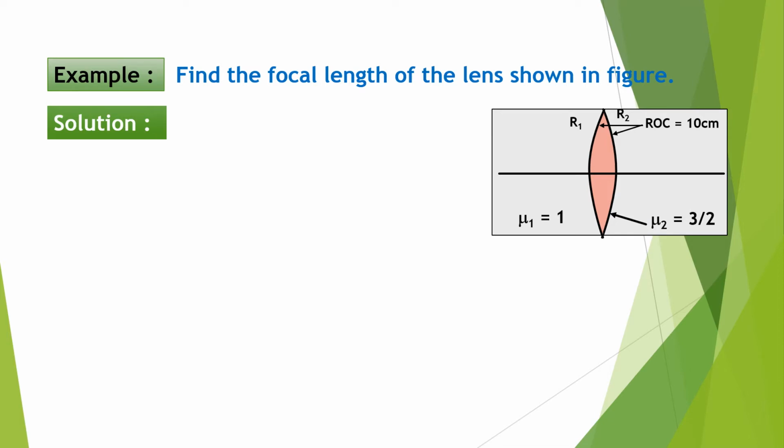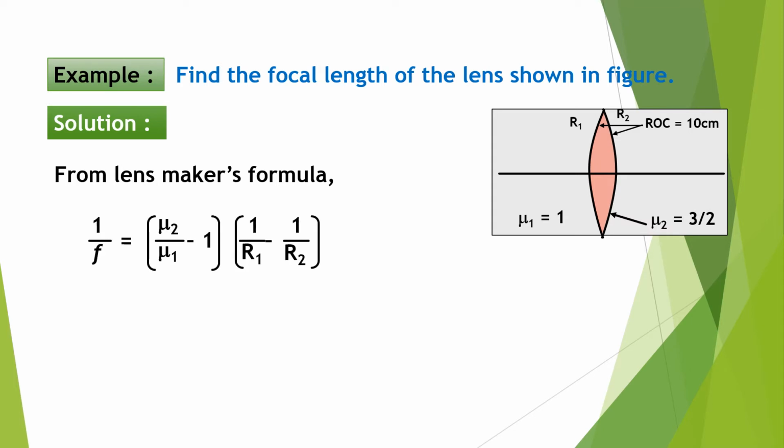So how to solve this? We are going to solve by using the lens maker's formula, which is 1 by f is equal to mu 2 divided by mu 1 minus 1 multiplied by 1 by r1 minus 1 by r2, where mu 2 value is given, mu 1 value is given, r1 and r2 are the same in magnitude, but for r1 we will take it as plus and for r2 we will take it as minus.